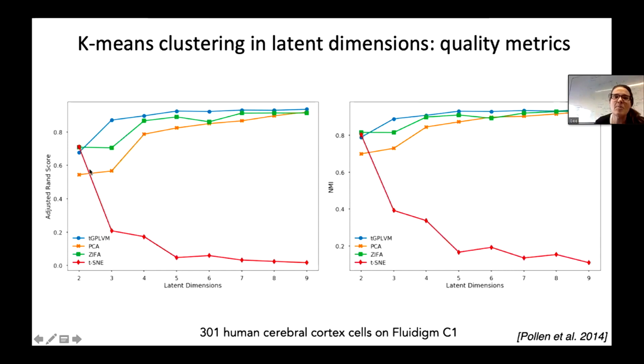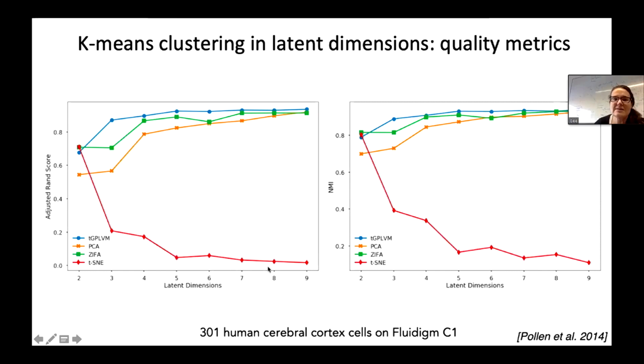And so a couple things to notice. tGPLVM does fairly well here, but I wouldn't say, again, it's like a complete win over ZIFA, although I think it is something of a win over PCA. The reason that t-SNE is just sort of these scores degrade very quickly in t-SNE, and there are sort of mathematical reasons why this happens, having to do with peculiarities of high-dimensional multivariate Gaussians. And so you can see, again, the score degrades pretty quickly.